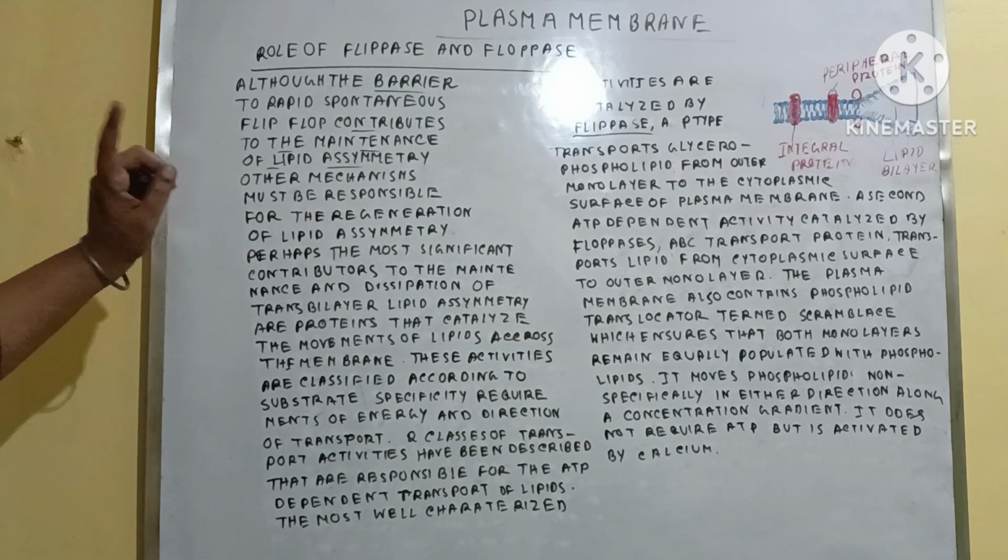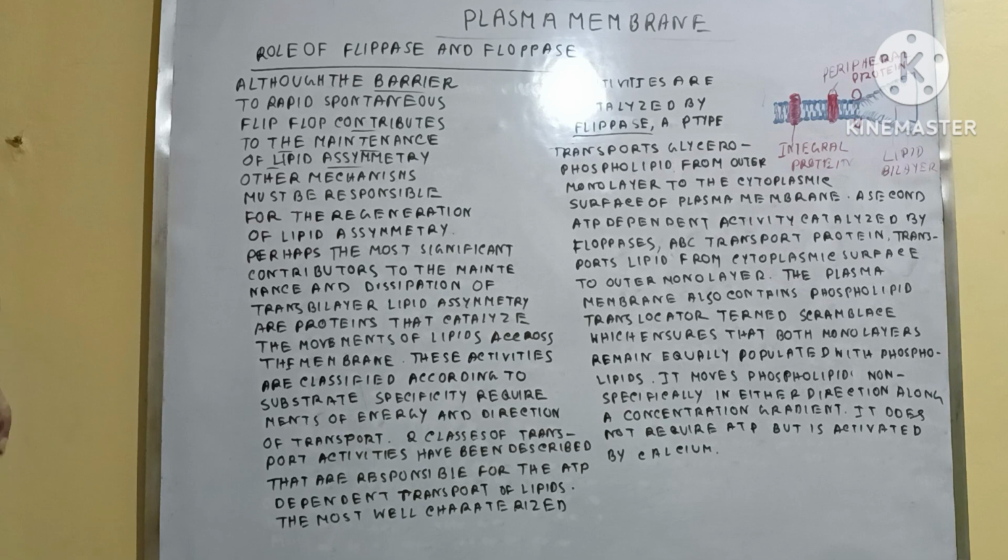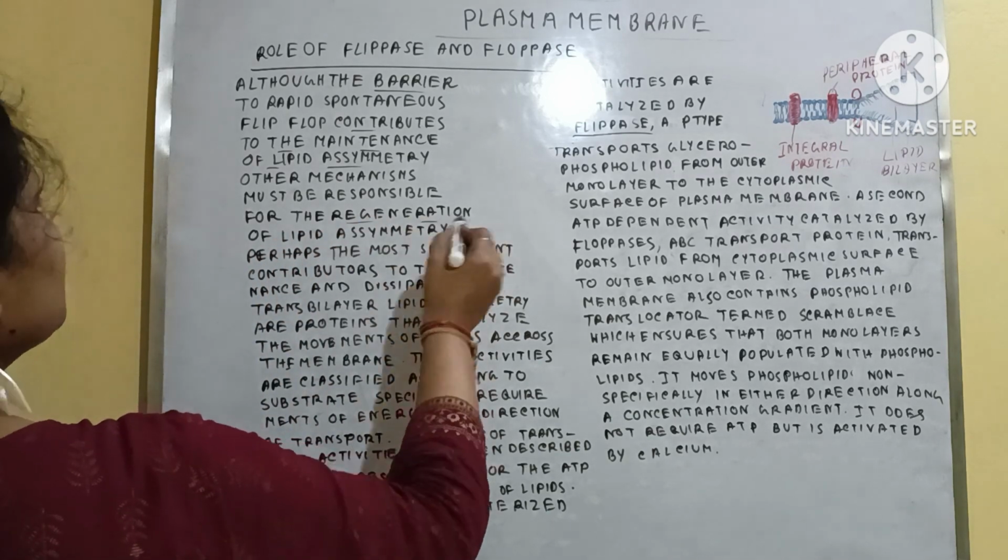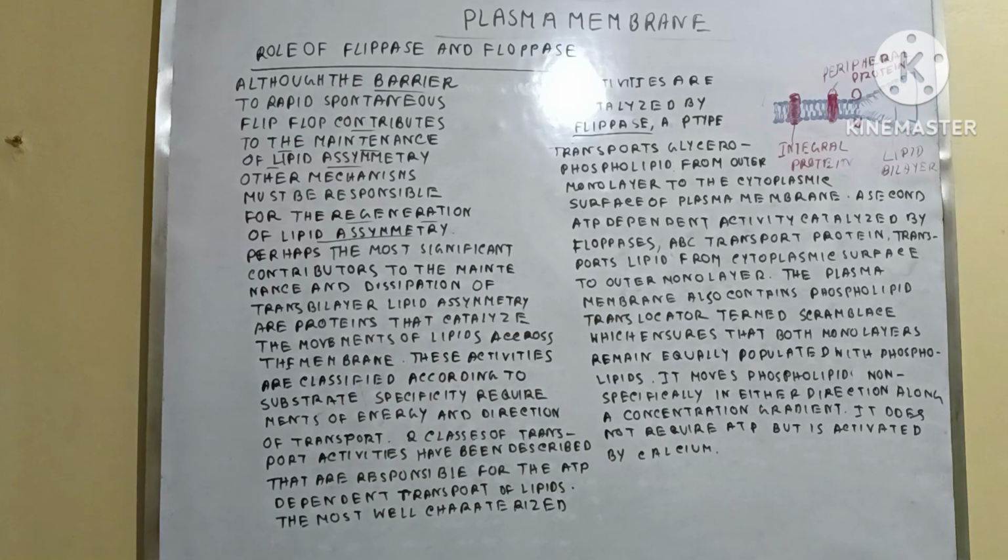So this is saying that when lipid asymmetry is happening, there are some boundaries, barriers, or obstructions. Other mechanisms must be responsible for the regeneration of the lipid asymmetry. So there are some barriers, but with the help of some substances, the asymmetry of the lipid molecules is seen here.